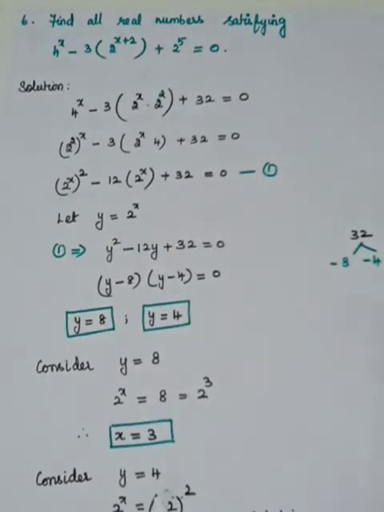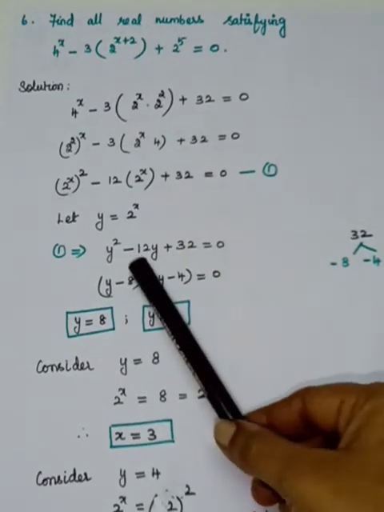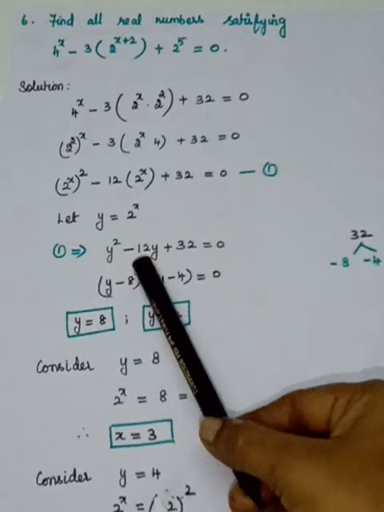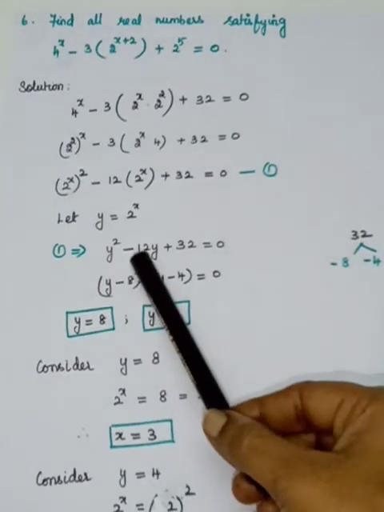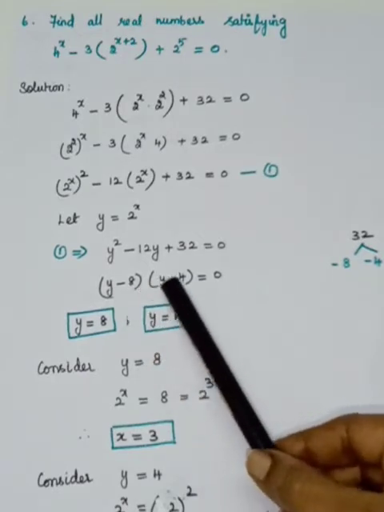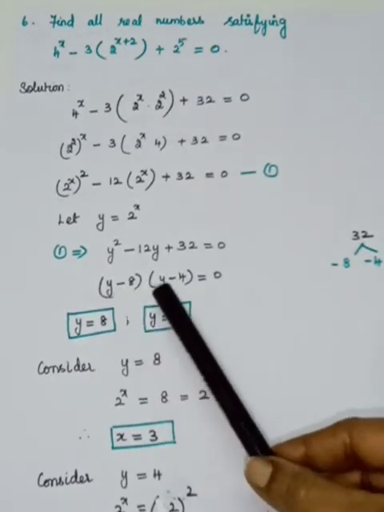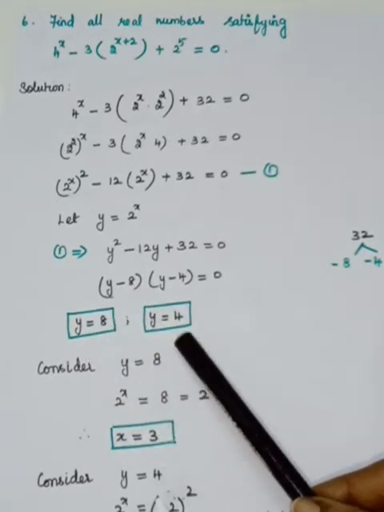So we can factorize. The product is 32 and the sum of the terms is minus 12. So therefore it is minus 8 and minus 4. When you multiply these two, it is plus 32. When you add, you will get minus 12. So therefore the factors are y minus 8 and y minus 4. So y minus 8 into y minus 4 is equal to 0. You are getting y is equal to 8 and y is equal to 4.